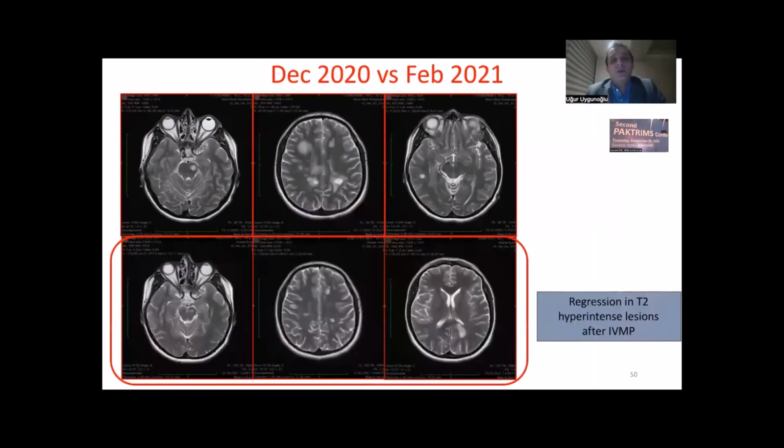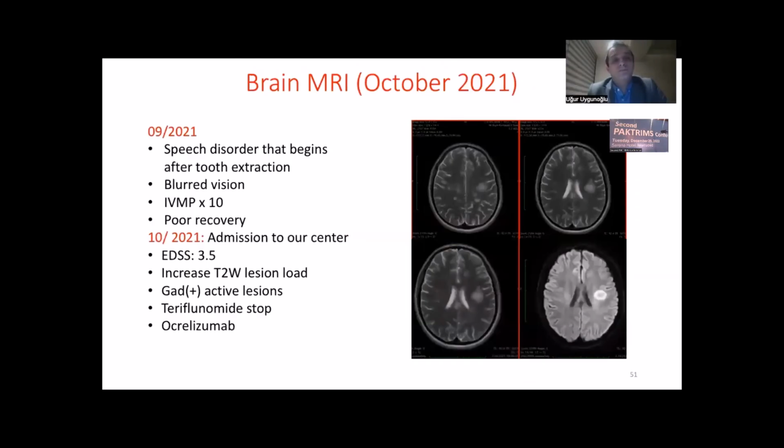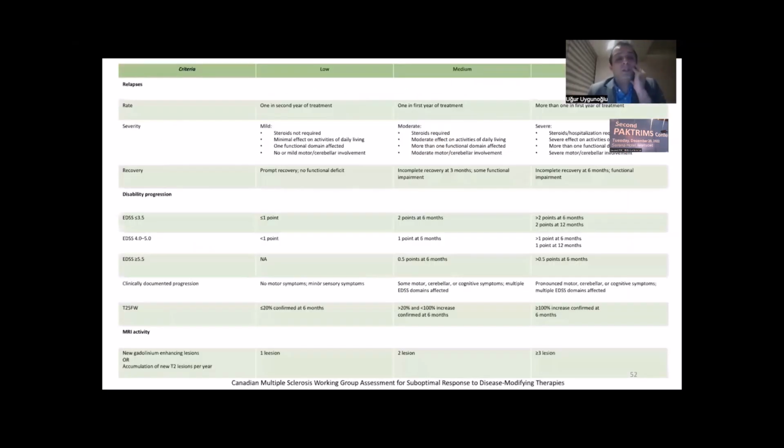A year later, she presented with a new relapse with a brainstem lesion, speech disorder, and blurred vision, and also a new tumefactive lesion on the left side. She was admitted to our center after a year. With EDSS 3.5, we observed an increase of the T2 lesions and also multiple gadolinium enhancing lesions, and we stopped teriflunomide and started ocrelizumab, a higher efficacy treatment in multiple sclerosis. So why did we change the treatment? Is there any consensus for changing the treatment?